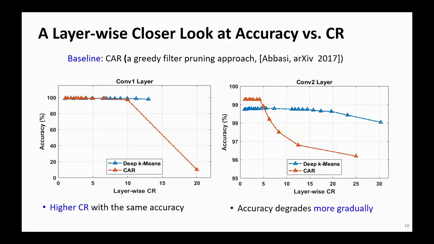To take a closer look, here we compare our deep k-means technique with a baseline CAR, which is a filter pruning method, also another compression technique. The accuracy versus the layer-wise compression ratio is shown at the left, while that of the second layer is shown at the right. We can say that our deep k-means technique achieves a higher compression ratio in the left figure, and it actually degrades more gradually than the original CAR method.